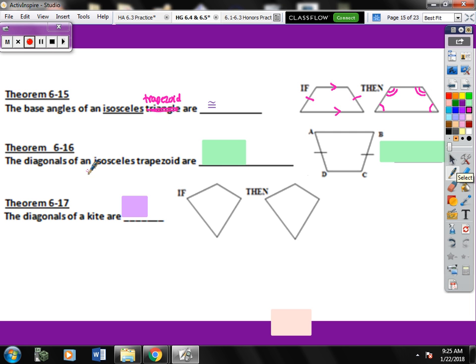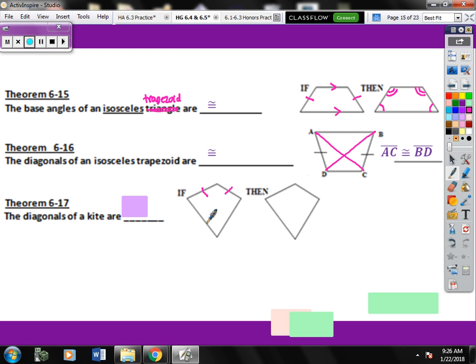The next one talks about the diagonals of an isosceles trapezoid, and it tells us that those are going to be congruent. So if you have an isosceles trapezoid, you would know that AC is congruent to BD. We wouldn't actually put markings because those are not bisected. They don't get cut into equal parts, but the whole length of one would be congruent to the length of the other. The last one talks about a kite.